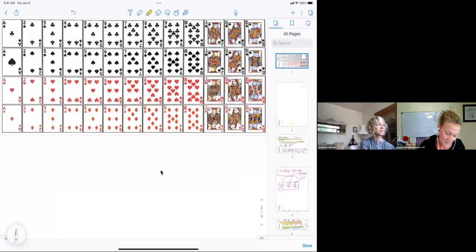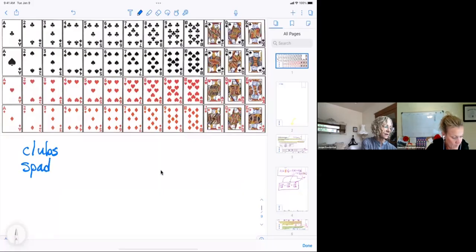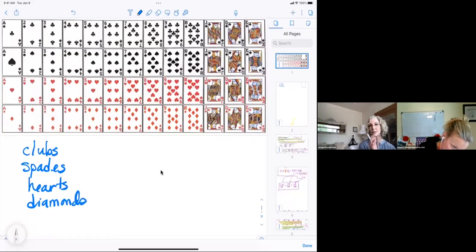Across the top, notice that half of the cards are red, half the cards are black. So we recognize that. Then there's 4 different suits. The first suit across the top, you have clubs. And then you have spades is the next row. And then you have hearts. And you have diamonds. So these are the 4 different suits.